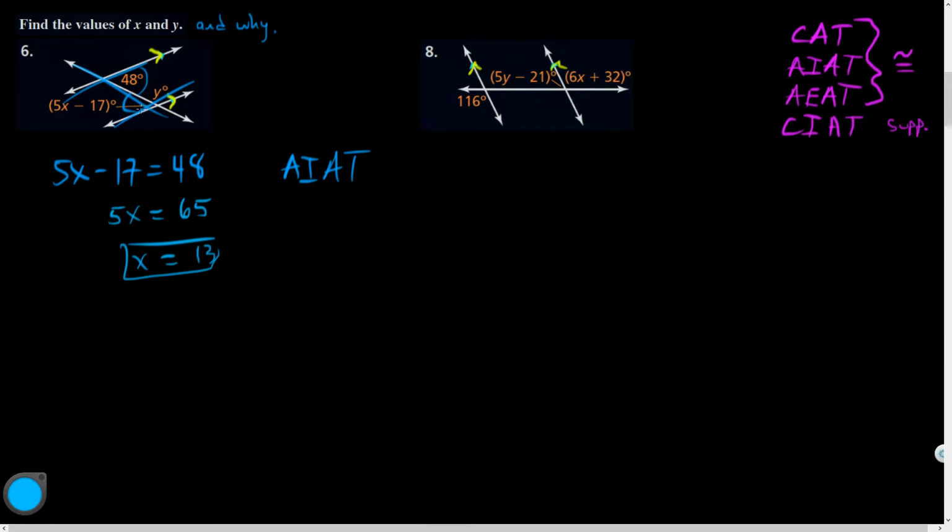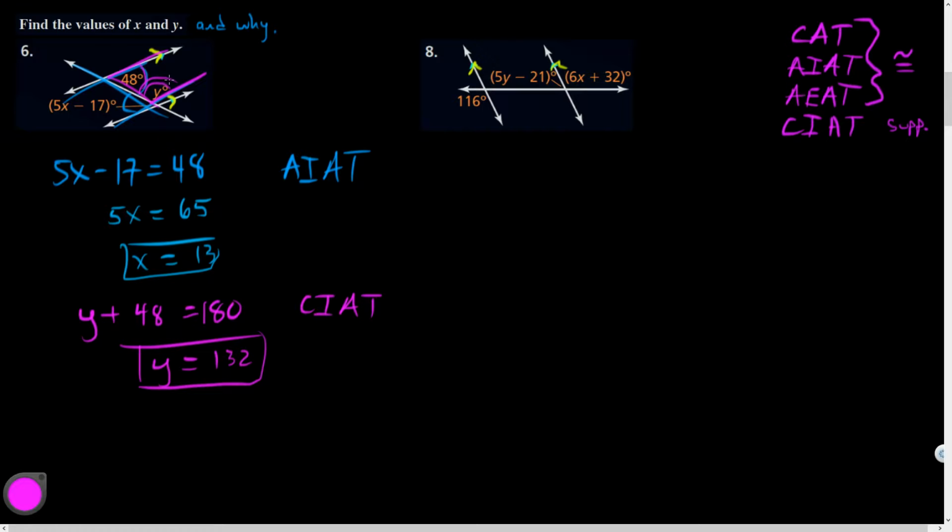And now if I want to find y, sure, I could use the linear pair postulate, say that it adds to 180 with this angle. But I think I can actually use an even easier route. I realize that these two angles are consecutive interior. So I know that y plus 48 is equal to 180. I'm not setting them congruent, but this is by the consecutive interior angles theorem, the only one in which they are supplementary. And then if I subtract 48 from both sides, it looks like I would end up getting 100. Nope. Well, 132 for y.